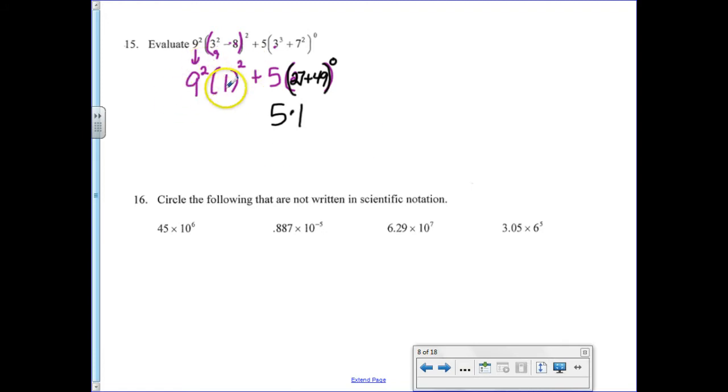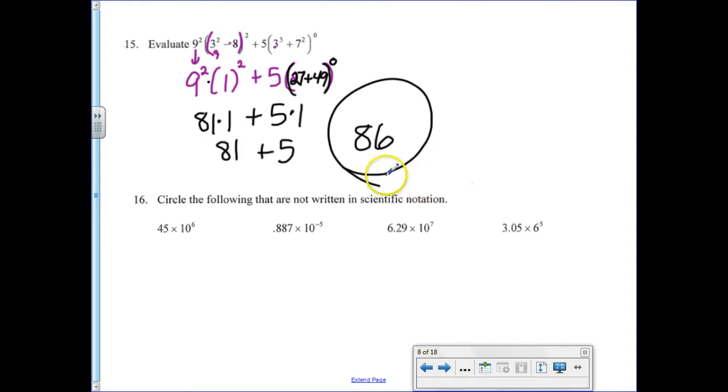I have this to the second power, this to the second power. 9 to the second power is 81 times 1 to the second power is 1. Okay, well now this isn't so bad. 81 plus 5, I get a final value of 86.